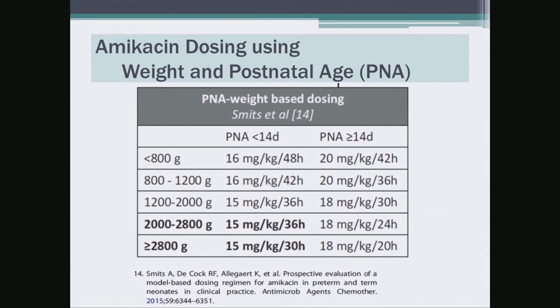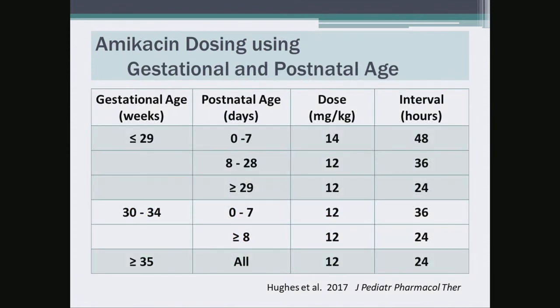So there are several guidelines used for aminoglycoside dosing. This pharmacokinetic model from Belgium, you can see that they have dosing intervals such as 48, 42, 36, and 30 hours, and even 20 hours in older babies. Some nurseries find these dosing intervals difficult to deal with because they're not necessarily standard across the hospital, and so you can use the same pharmacokinetic data and come up with other dosing intervals.